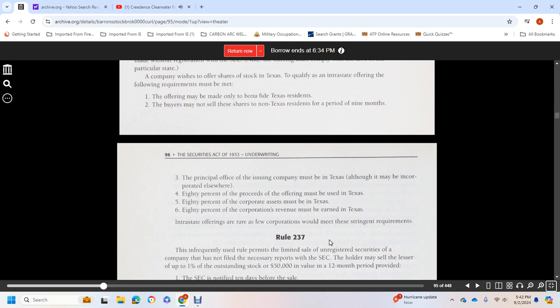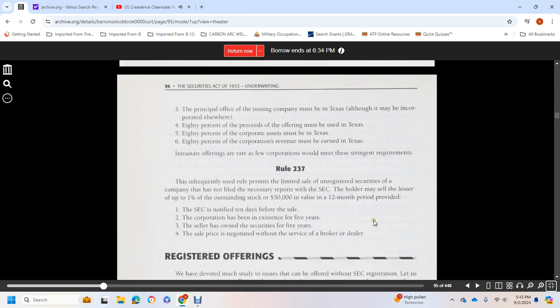80% of the proceeds of the offering must be used in Texas. 80% of the corporate assets must be in Texas. 80% of the corporation's revenue must be earned in Texas. Intrastate offerings are rare, as few corporations would meet the stringent requirements.